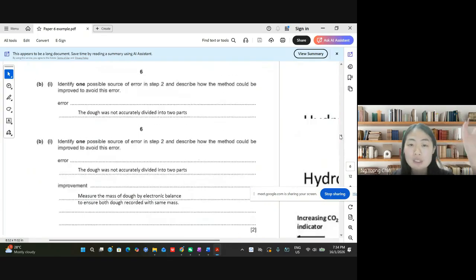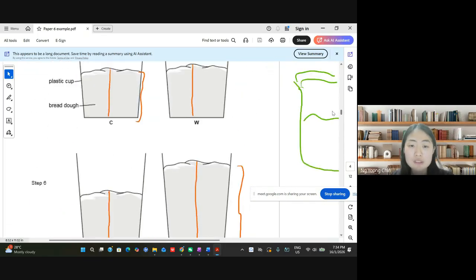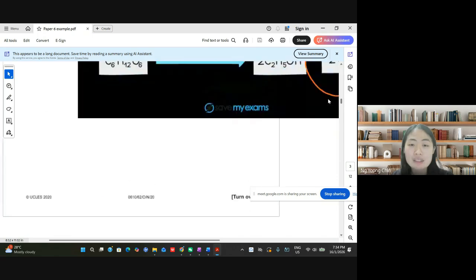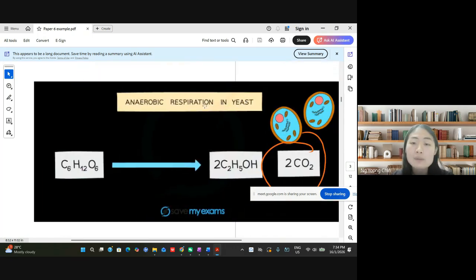Because remember, this one, the aerobic respiration. Sorry, it's anaerobic. Okay, this one. The anaerobic respiration in the yeast is actually an enzyme-catalyzed reaction. So any kind of reaction which is catalyzed by enzyme will be very sensitive to changes in temperature or pH.